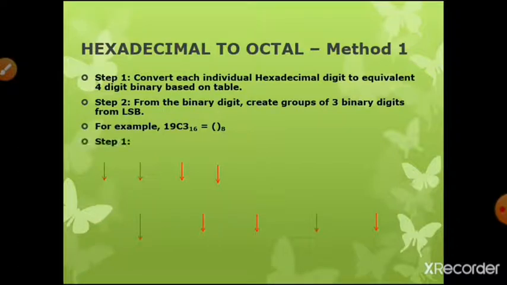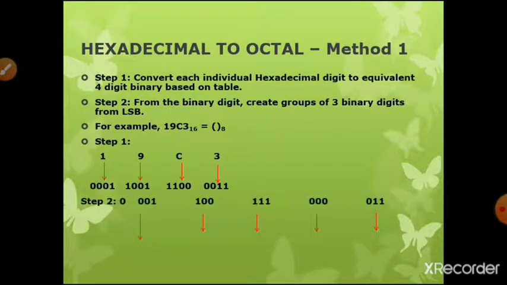Each hexadecimal digit will be converted to its 4-bit binary representation. From the 4-bit binary representation, we group them into 3 bits from the LSB. Then each 3-bit group will be represented as an octal digit. The result you have to write from the most significant bit. So the result is 14703.